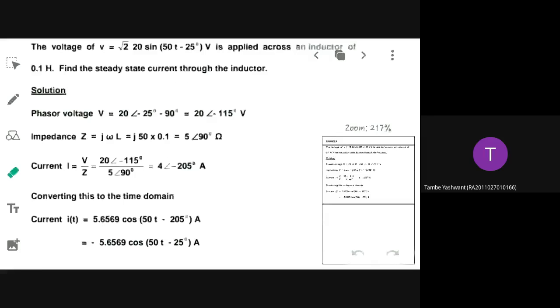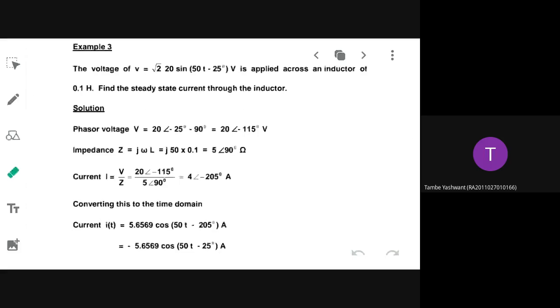Now comes what circuit, how you have to solve, and what is being asked. It is a pure inductive circuit. What is the value of the inductor? L is equal to 0.1 Henry, they have given.